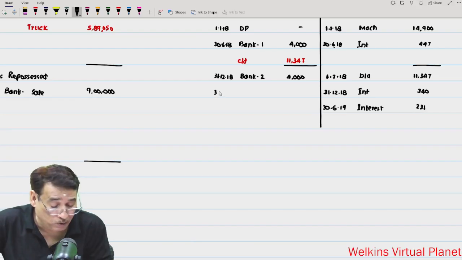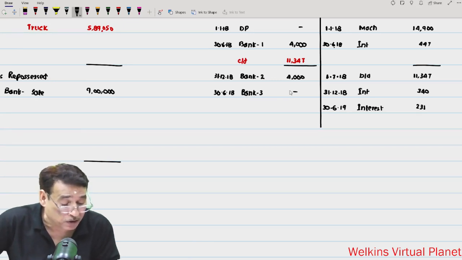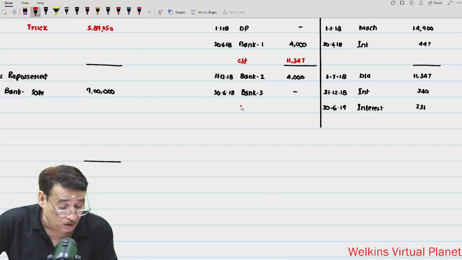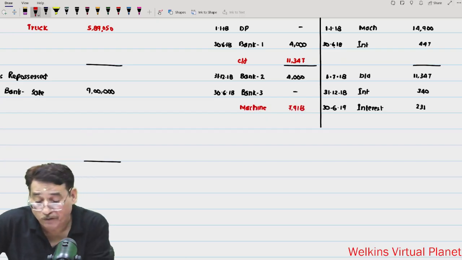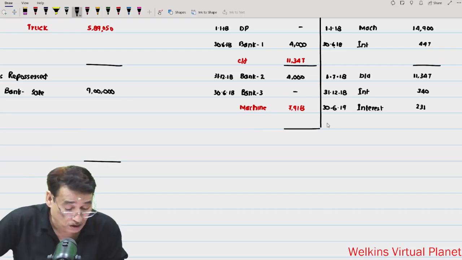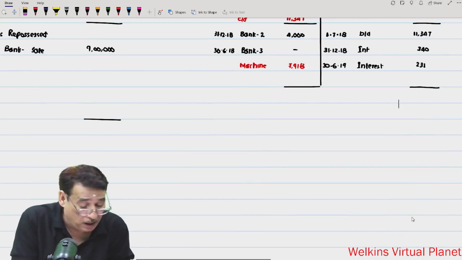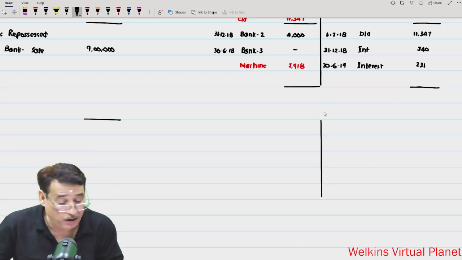So on 30th of June 2019, we were supposed to pay the third installment, but unfortunately, we did not pay it. So now the seller will take back the asset. The machine will be taken back. We will write here machine. Now we will simply compute the balance amount, 7,918. So at this value, the machine will be taken back. And how much is the loss? That you can compute now by preparing a machine account.